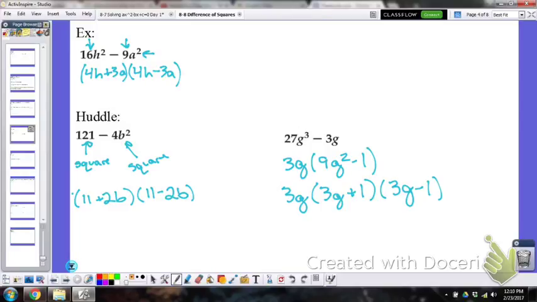Now, if we notice 9g squared, that's an easy perfect square to see. 9 is a square, g squared is a square. But this 1 is also a square, because 1 times 1 is 1. So we also have a perfect squares case in 9g squared minus 1. So that'll be the square root of the first term, plus the square root of the second term, minus the square root of the second term. So that one's just a little bit different.